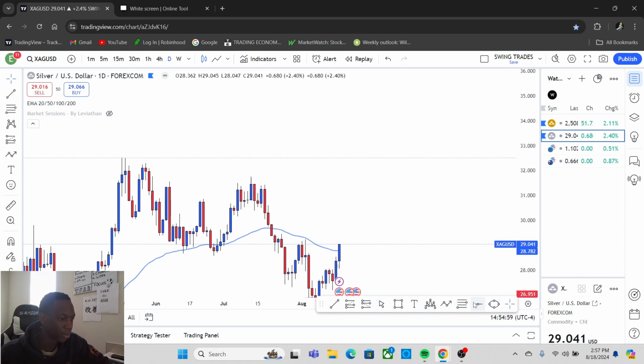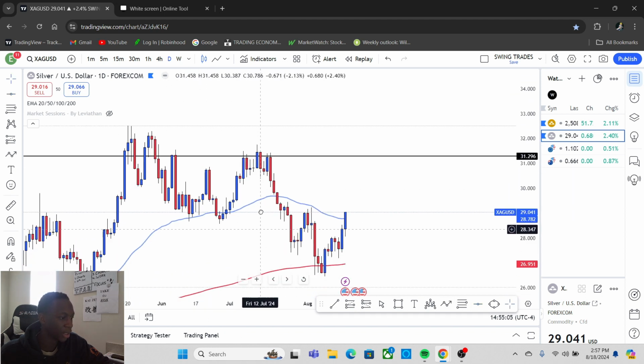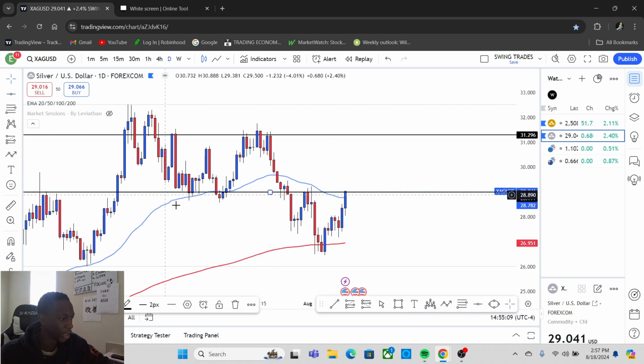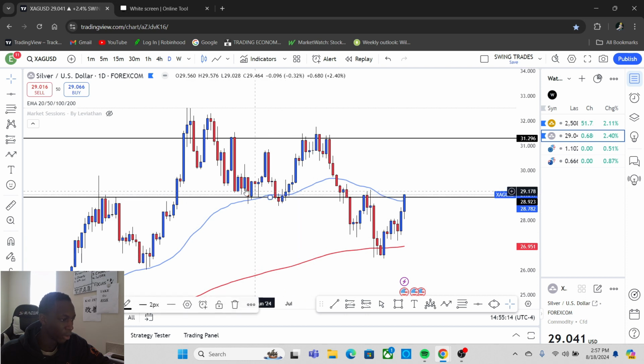This right here is an area of support. You can see that every time price comes to this range, it rejects completely. Same thing here, this is an area of resistance. Whenever price comes within this area, it rejects, as you can tell right here.